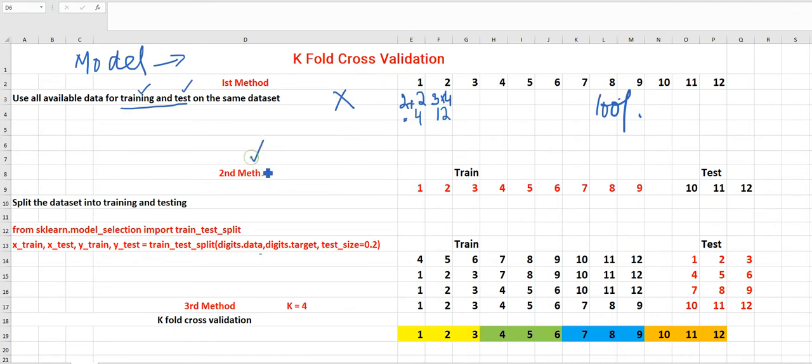Now move to the second method, which we use normally, and this is a good method. Here we split our data set into training and testing. Same 12 questions, and I give you training on 9 questions, like 2 plus 2 is 4 and so on. Then I will test you on the remaining 3 questions. See, I have divided all my questions into two parts.